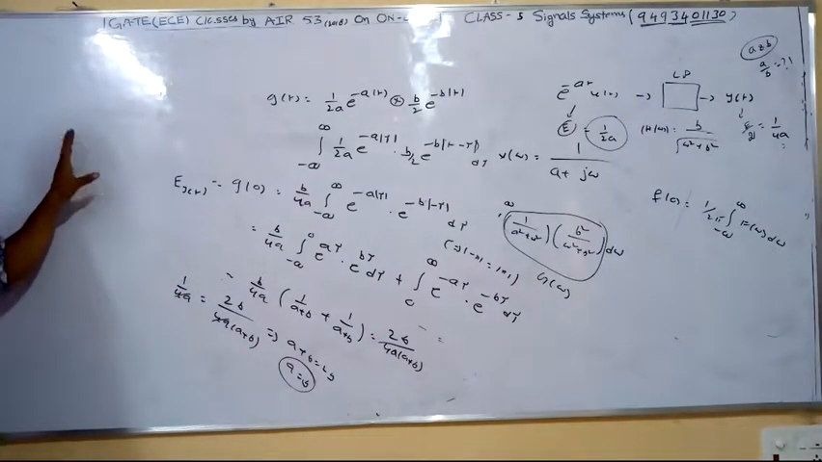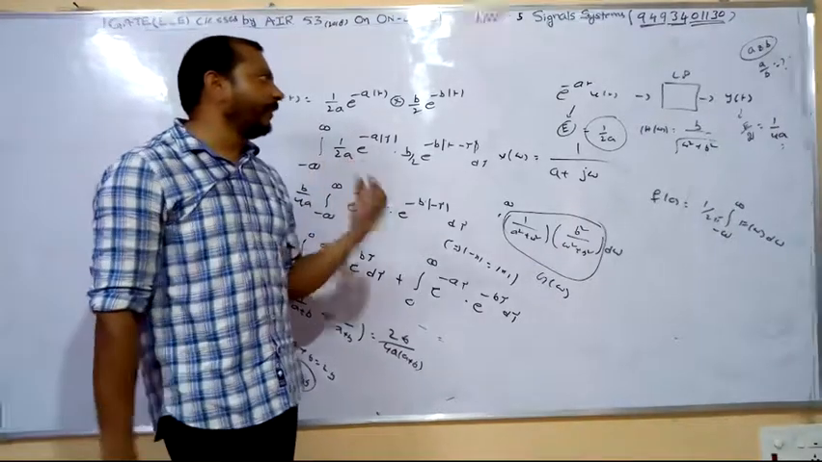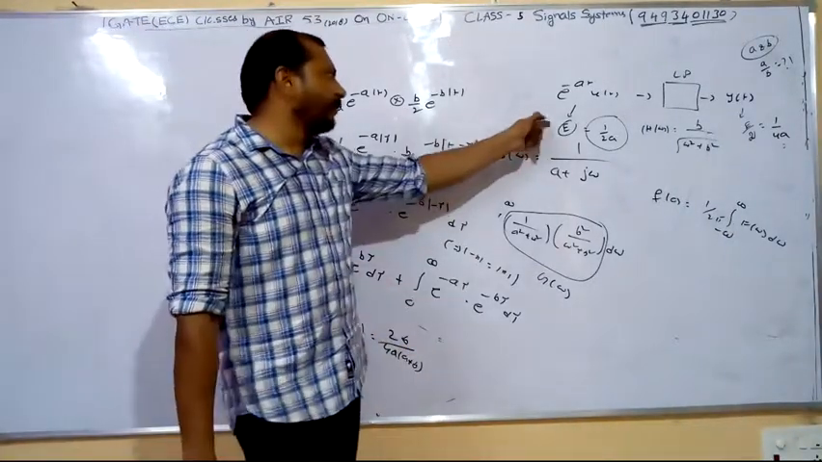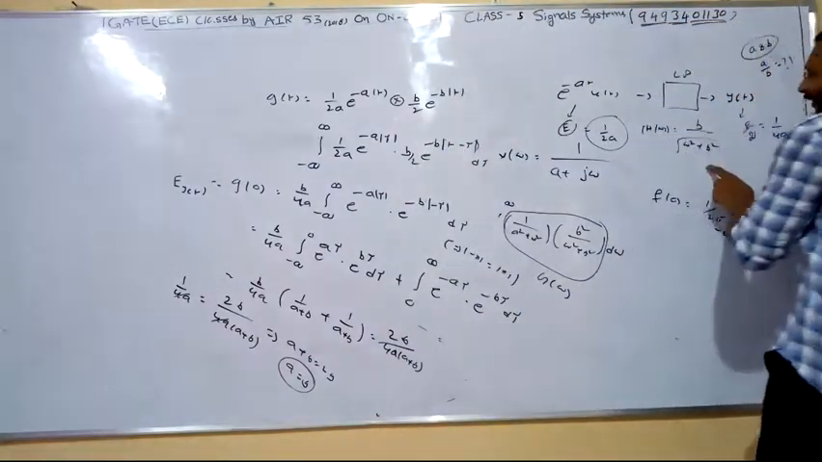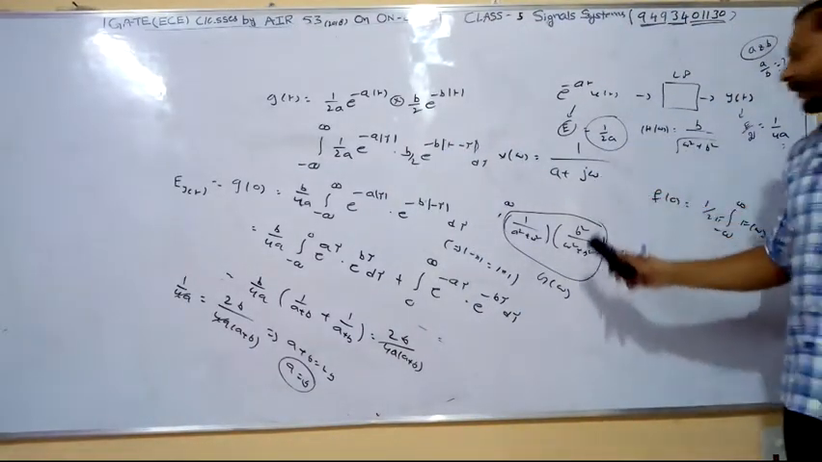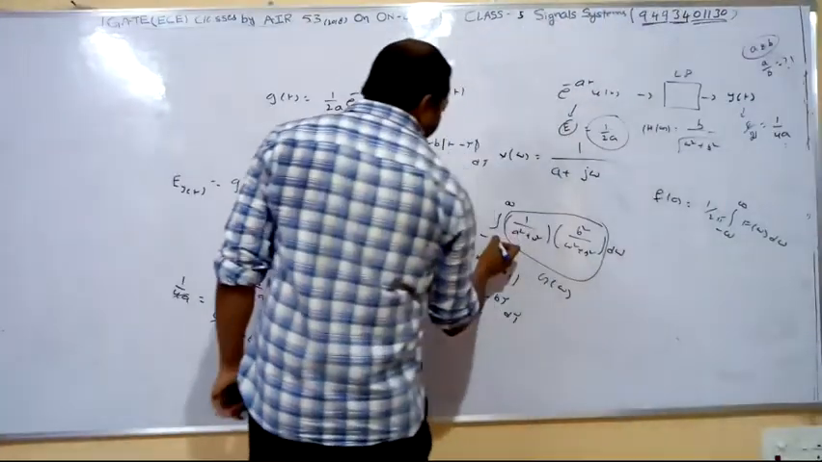From the GATE point of view, this total question they will never ask you. This major question, these intermediate questions are very, very important. Here, energy of the signal, one more question. Writing the output of the signal is a 2-mark question. Here, the calculation of this expression is a 1-2 mark question.